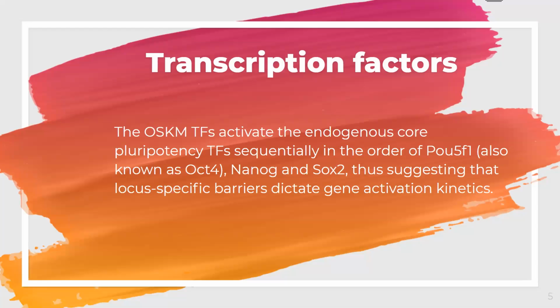Transcription factors are the way that they will turn these cells. The abbreviation of these transcription factors that they will use is OSKM, and this contains NANOG and SOX transcription factors.